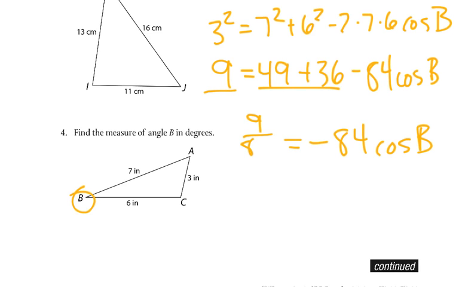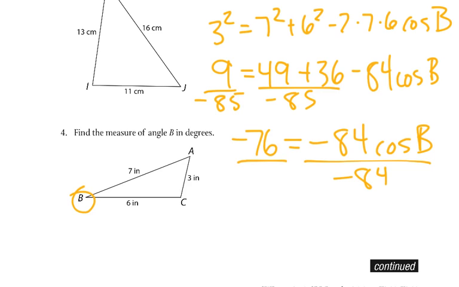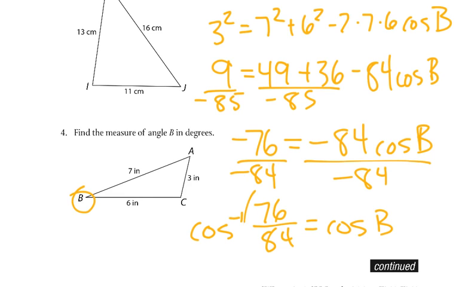So 9 divided by 85. Actually, 9 minus 85. What am I doing? That's why we don't shortchange things. So that's 85. Subtract 85 from both sides. There we go, we get negative 76. Now we divide by negative 84. So 76 over 84 equals cosine of B. I take the inverse cosine of that, and that's going to give me my angle B. And we go 76 divided by 84. You get 25.2, so 25 degrees.